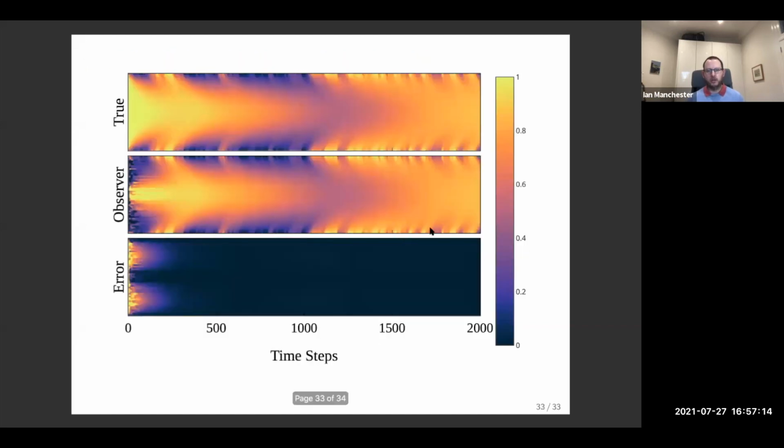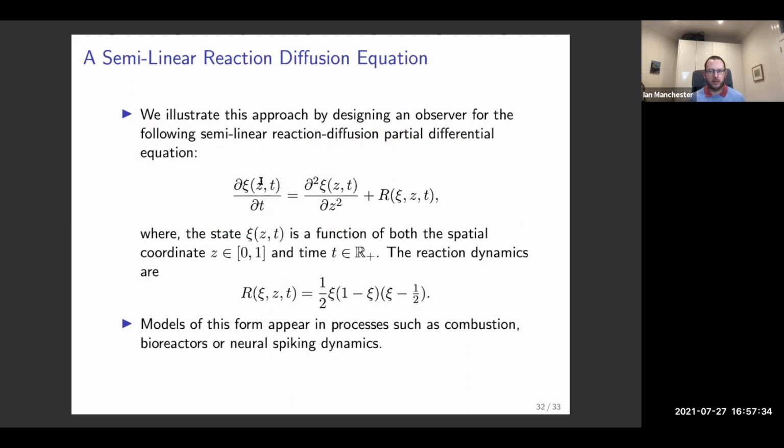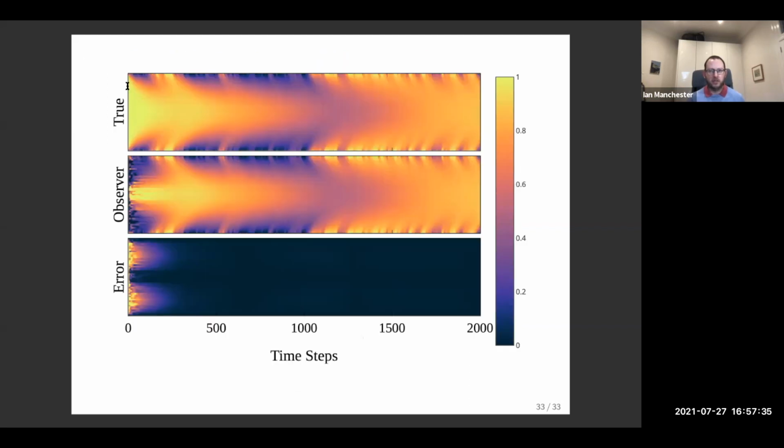And just to show that it does kind of work, this figure here, what I'm showing here, the first plot here, the horizontal axis is time, and the vertical axis is the state. So this is a spatial state. So it's a partial differential equation. It has a spatial state. So this is the spatial state, and this is the temporal dimension.